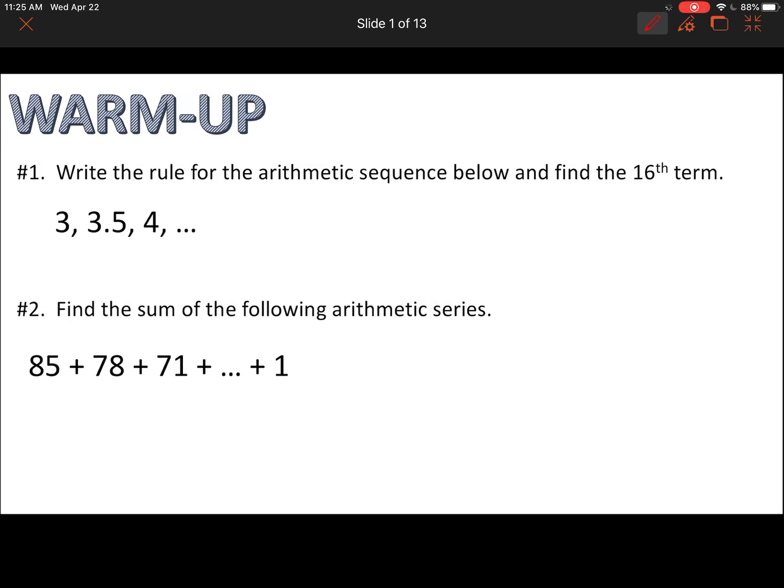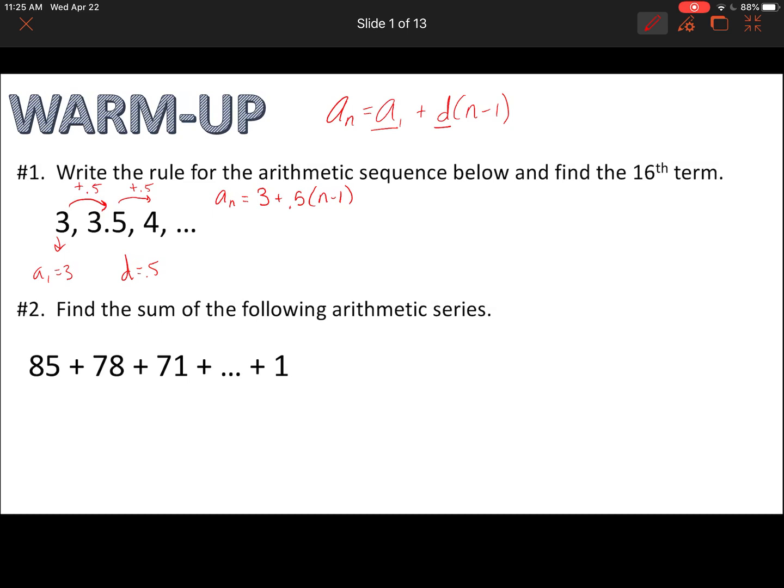All right, so last class you learned about arithmetic, and this is the explicit formula that we used. So all we need is the first term and the common difference. So in this first one, I can see that my first term is 3. I can also see that from each term, I'm going up 0.5 to get to the next term. So that means that my d value is 0.5. So using this formula up here, my formula would be a sub n equals the first term of 3 plus the common difference of 0.5 times n minus 1.